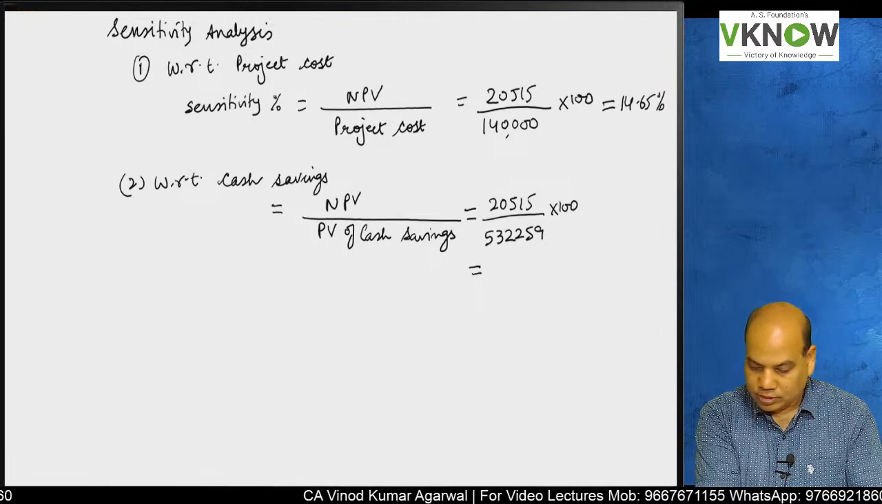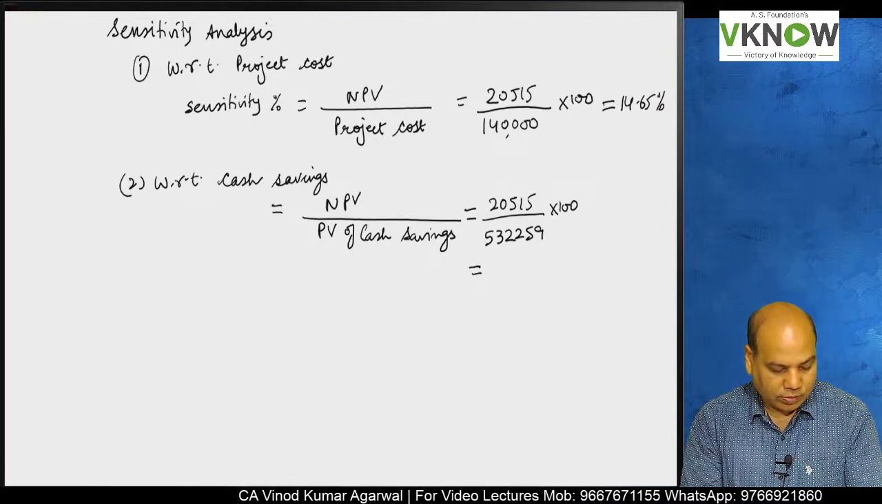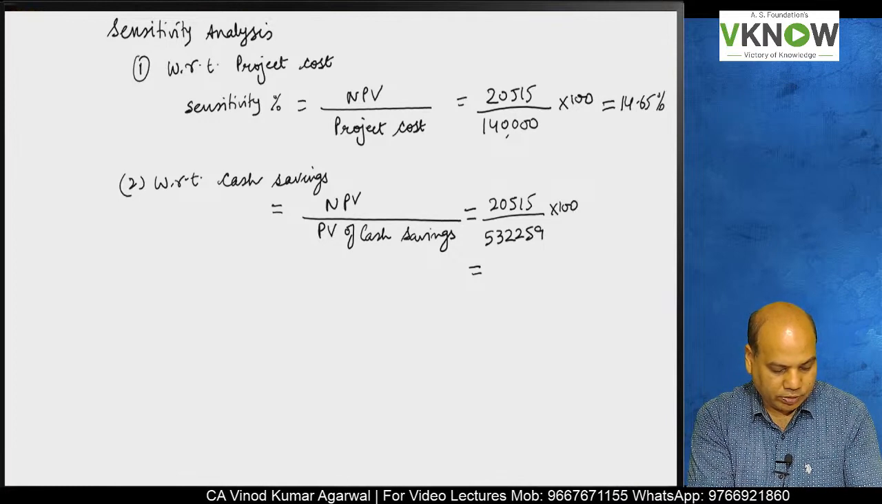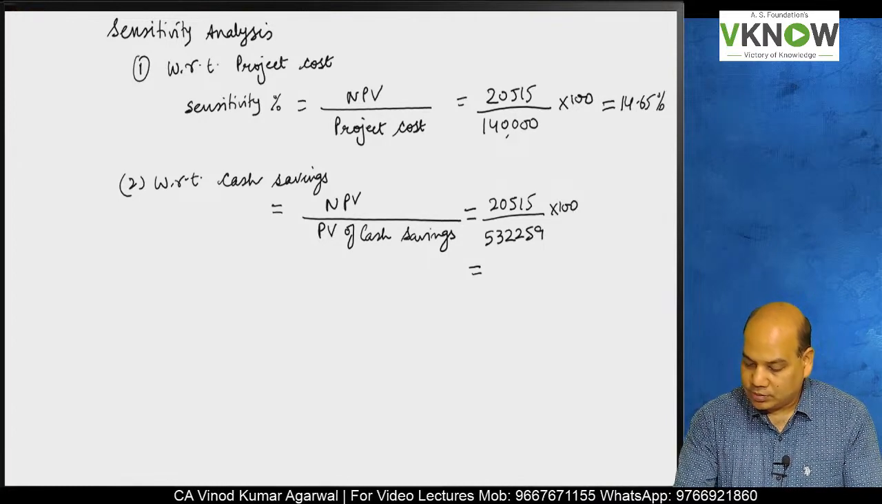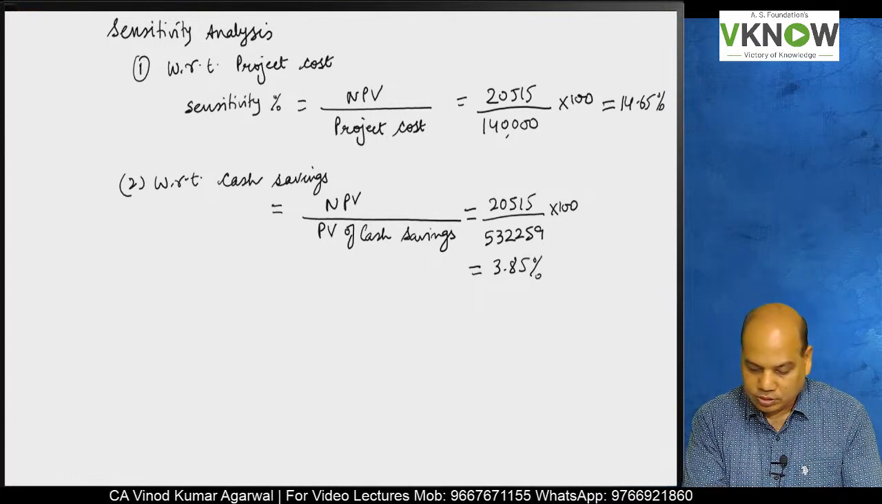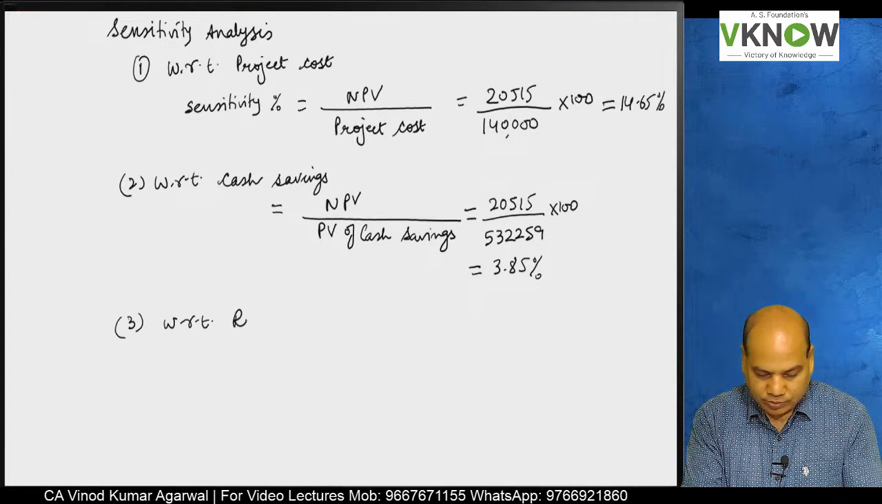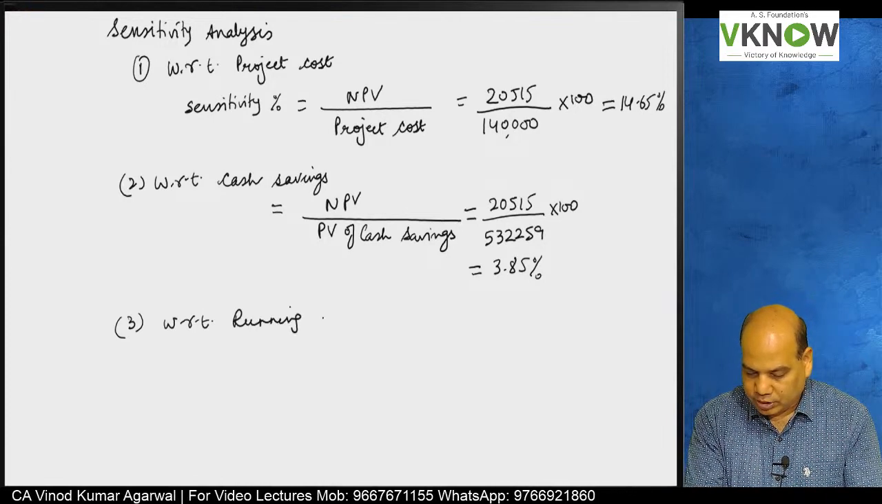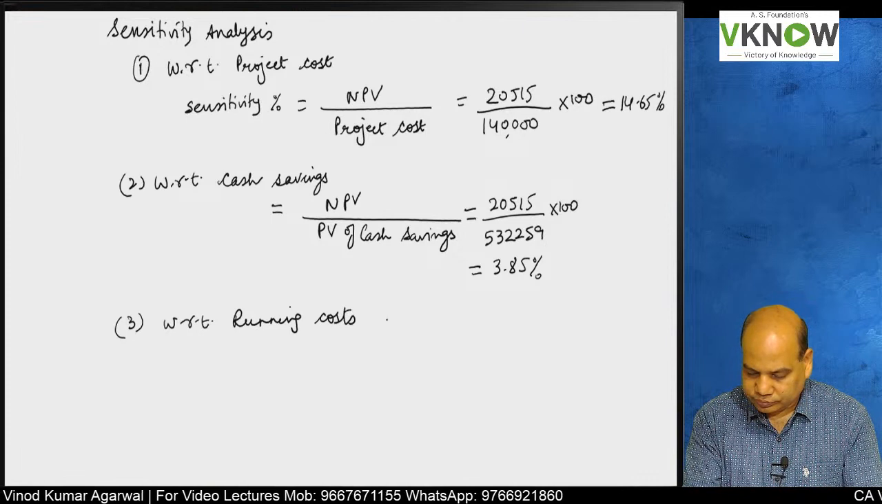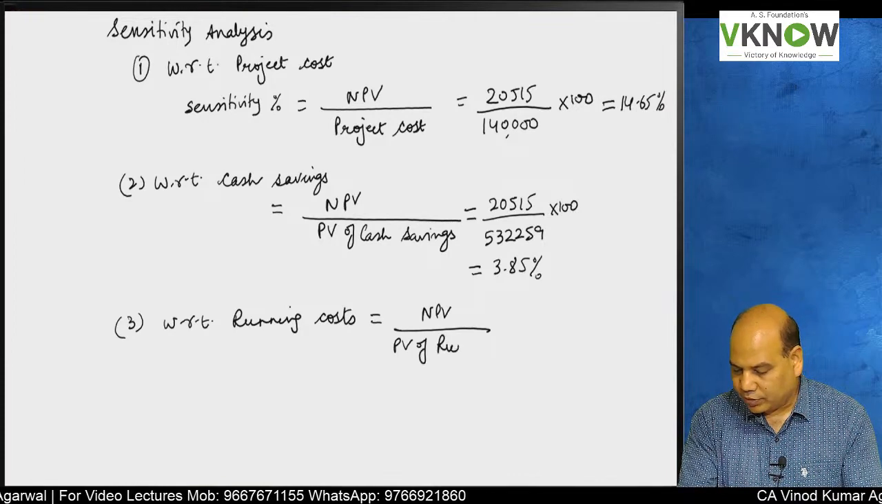20515 divided by 532259 into 100, 3.85%. Is it right? 3.85%. Okay, very good. Now write down with respect to running cost. Same formula, NPV upon PV of running cost.